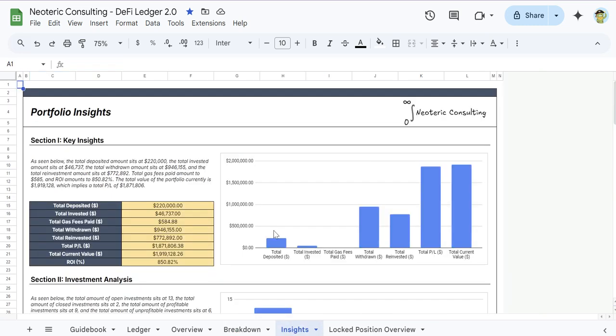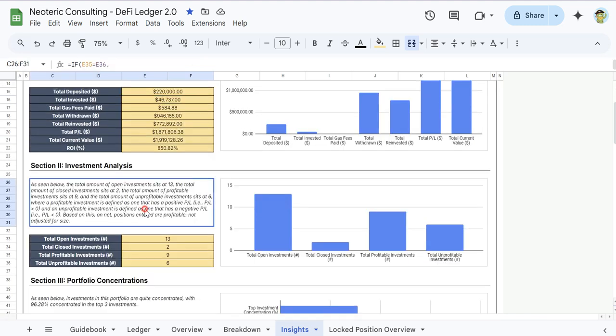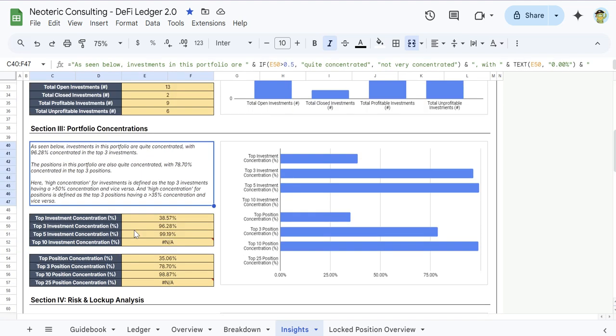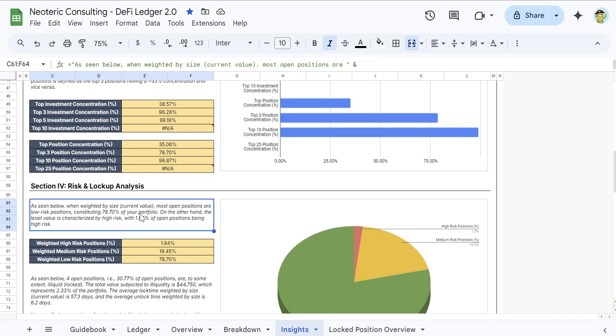And moving on to insights here too, no manual insights required. This basically gives you a lot of auto-generated text, based on your previous inputs. A lot of the key insights, I suggest you come here, check it out yourself. And total deposited, total invested. So these are a lot of the key insights, some visualizations, some investment analysis, all these sort of rationale, all the explanations are either here or in the guidebook. Some visualizations again, portfolio concentrations, top position concentration, top investment concentrations, again visualizations, and then some risk and lockup analysis.